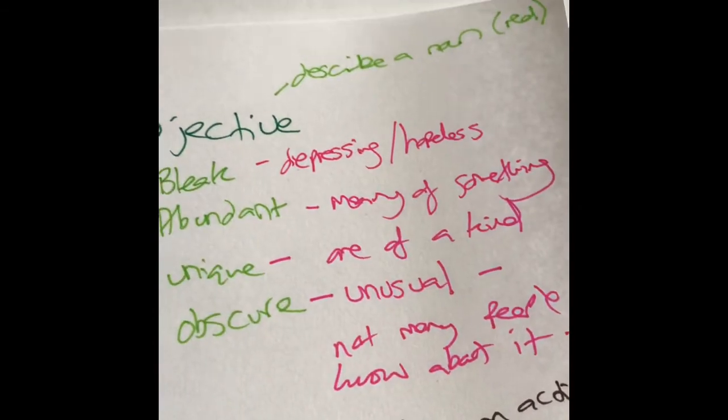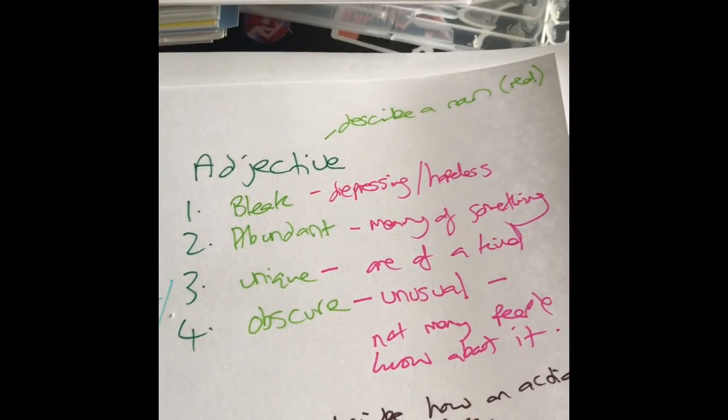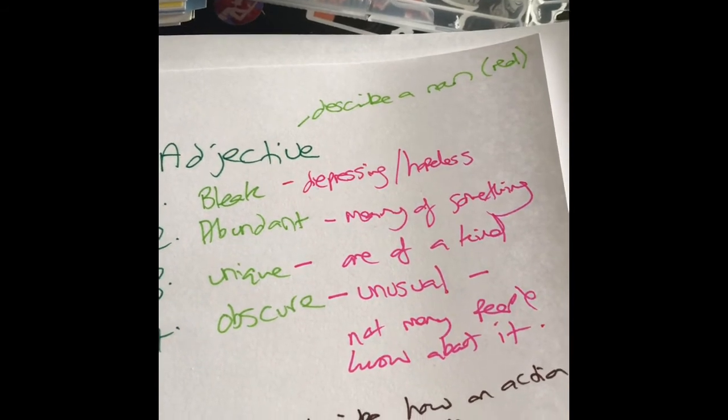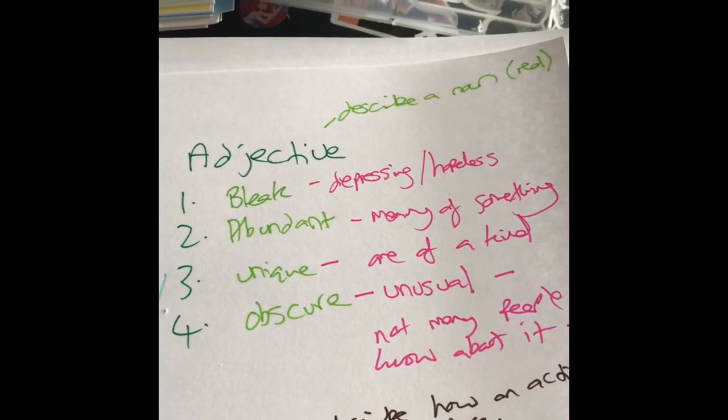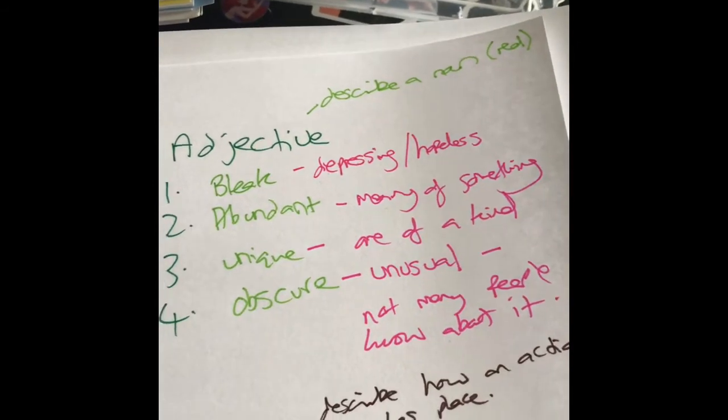Then I've got my 4 adjectives, which are describing a noun. For example, red. So I've chosen bleak, which means depressing or hopeless, abundant, which means there are many of something, unique, which is when something is one of a kind, and obscure, which is when something is really unusual and not many people know about it.